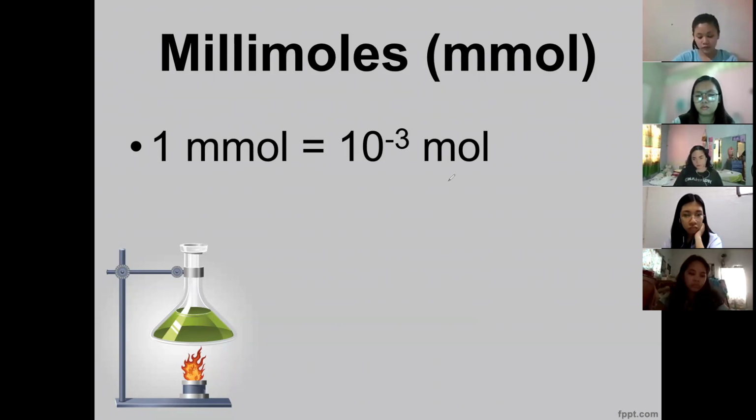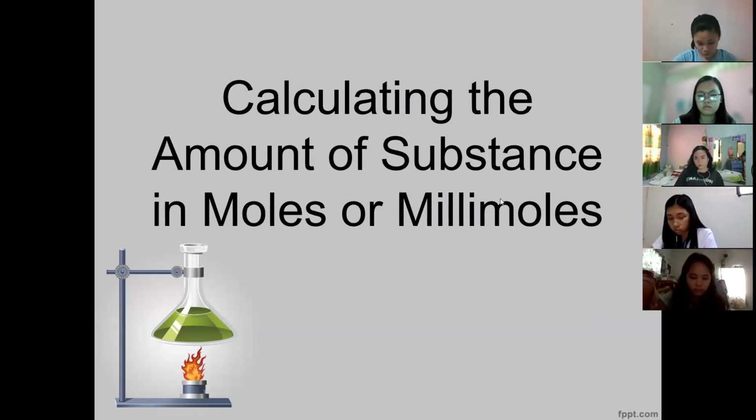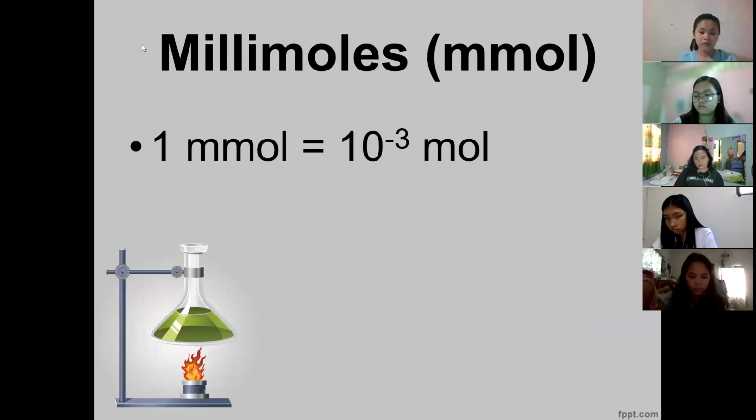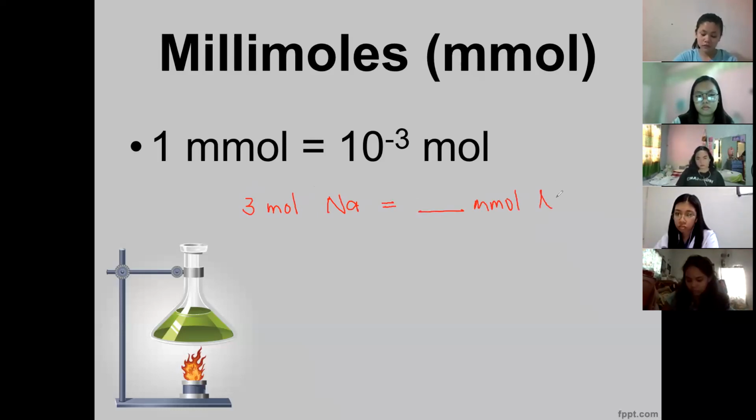So how do we convert? So this is our conversion factor. 1 millimole is equal to 10 raised to the power of negative 3 moles. Again, please take note of our conversion factor. Sa isang millimole daw, meron tayong 10 raised to the power of negative 3 moles. Wala pala akong example dyan. So for example, you are given 3 moles of sodium. How much is this in millimole?